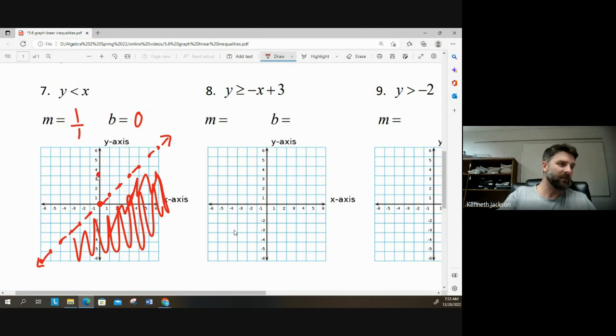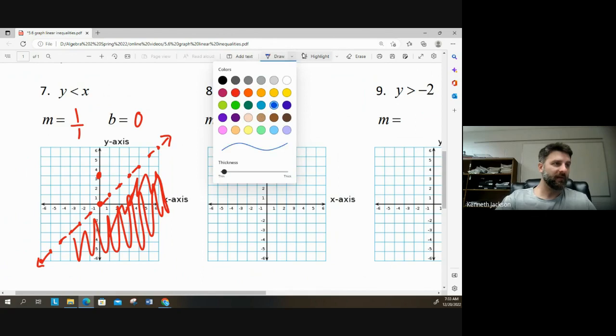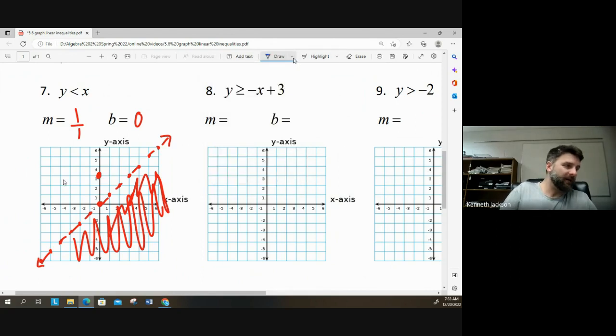Like if I pick this ordered pair here, let me pick it in a different color. Maybe that'll help us out. If I pick this ordered pair, (0, 3), and I were to plug it in, well, 3 is the y value. Is 3 less than 0? Well, that's false. Clearly that's false. So that's not an answer.